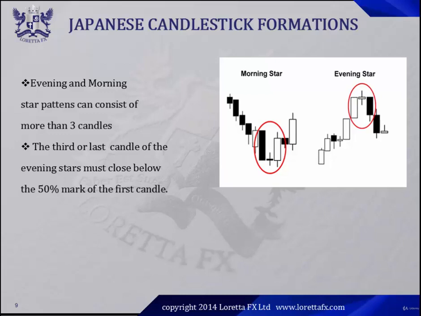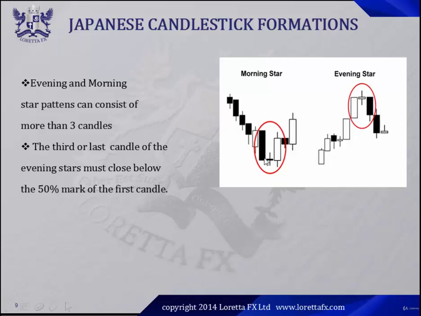So here we have an evening star, and this candle, which is the third candle, must close below the 50% mark of this candle, which is the first candle, for this to qualify as an evening star. Likewise for morning stars, this candle, which is the last candle of the pattern, must close above the 50% mark of this candle, which is the first candle of the pattern.